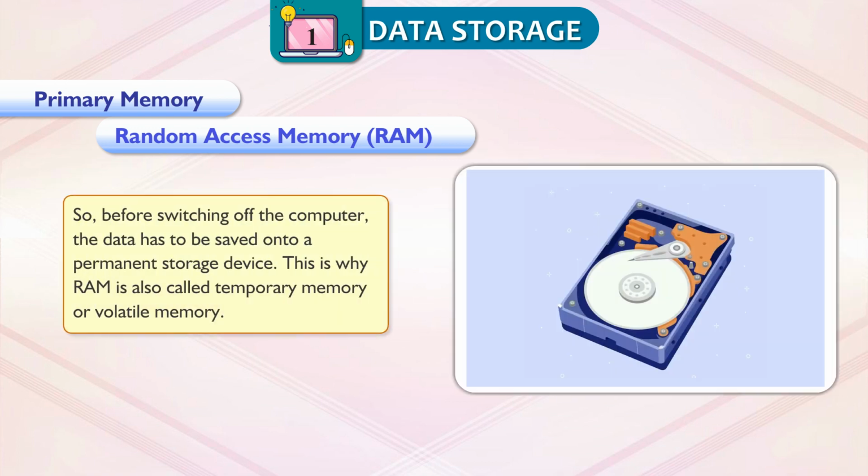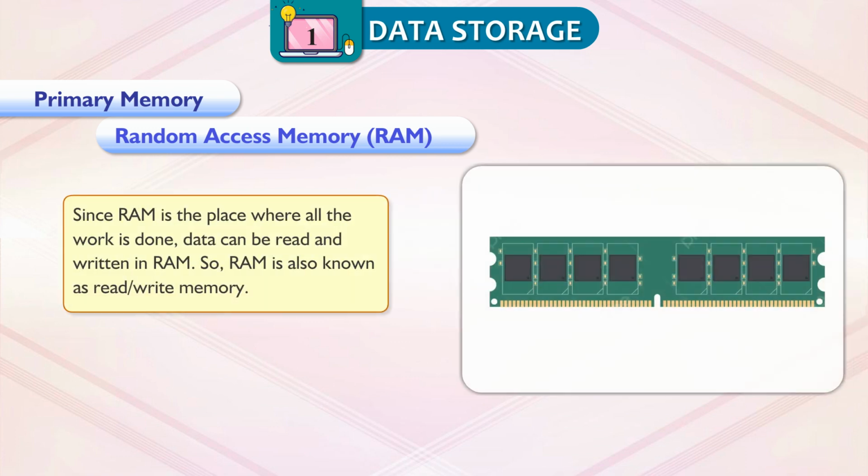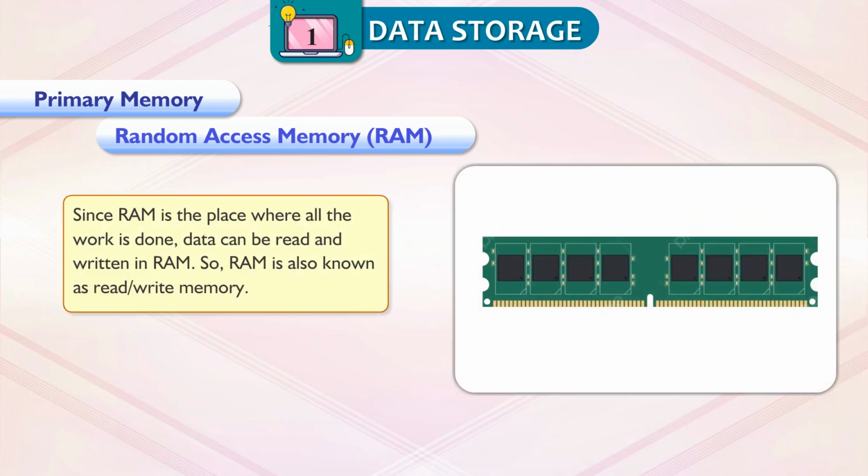So, before switching off the computer, the data has to be saved onto a permanent storage device. This is why RAM is also called temporary memory or volatile memory. Each time we switch on the computer, the saved data and the software are reloaded onto the RAM. Since RAM is the place where all the work is done, data can be read and written in RAM. So, RAM is also known as read or write memory.